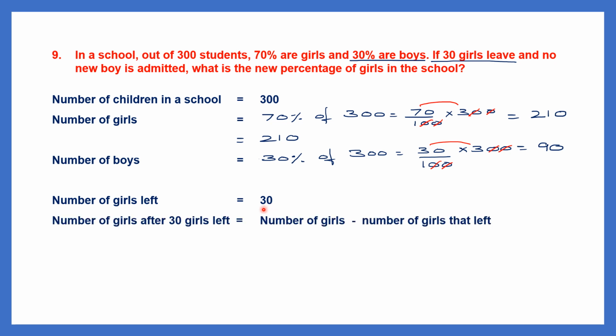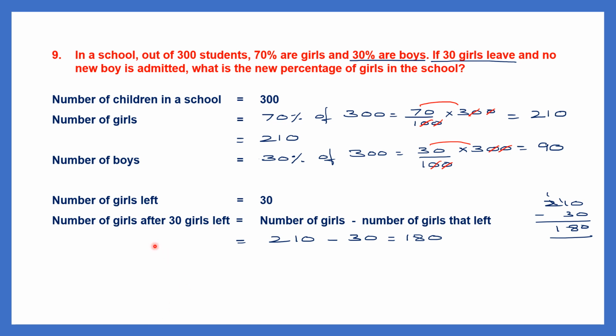So let's do that. So number of girls after 30 girls left is number of girls first and then minus number of girls that left. So number of girls we found out to be 210 minus the number of girls left is 30. So let's subtract and see. 210 minus 30, 0. And here we borrow. 11 minus 3 is 8 and 1. 180. So the number of girls now is 180.